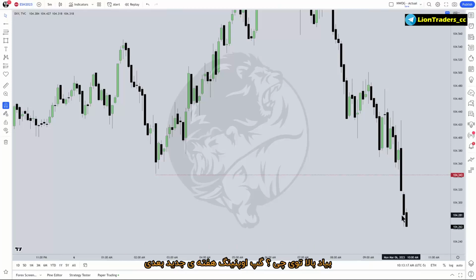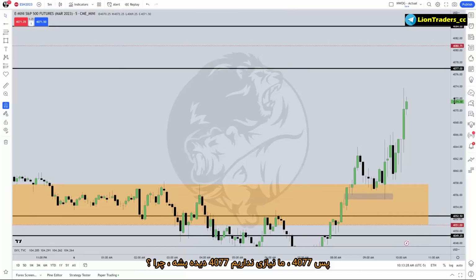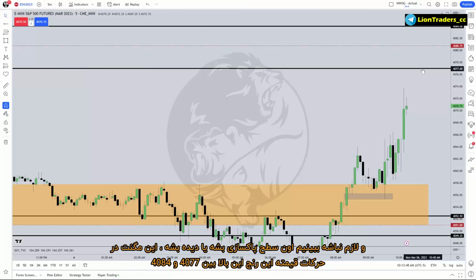Trade up into what? The next new week opening gap. The next new week opening gap is up here. So 40.77. We don't need 40.77 to be traded to. Why? Because we had already outlined a level before reaching that with our Fibonacci that would indicate that this is a fair place to expect a partial be taken and not have to see that level be taken out or traded to. This is the magnet on price action, this range up here between 40.77 and 40.84 even.